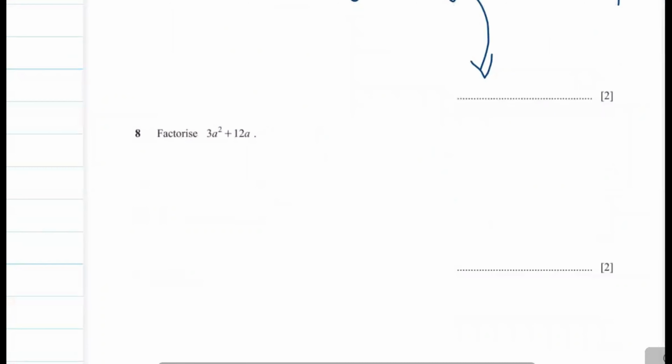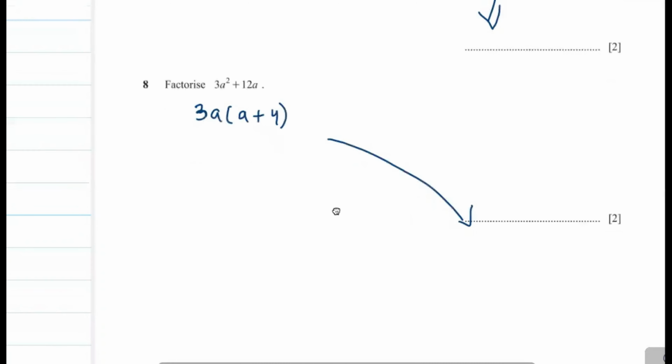Now the next question is factorize 3a square plus 12a. The first rule to factorize the expression is that you have to take out the common factor. Now you see here the common factor is 3a. Now the value becomes 3a times a plus 4. Now this is the answer. Okay, now we go to the next question.